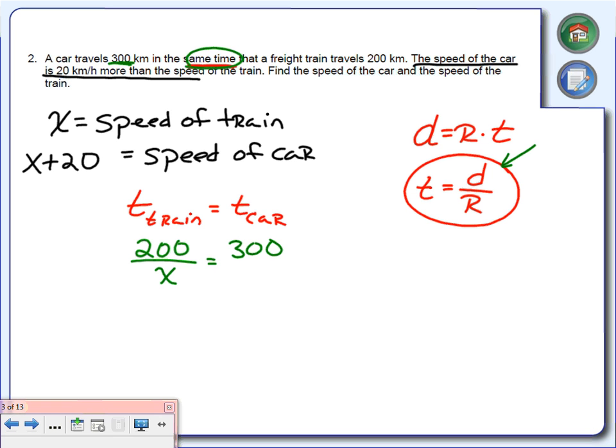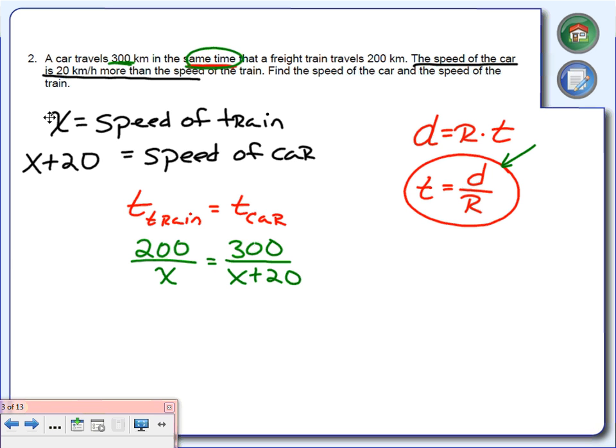There it is right there, 300. That's the distance. The rate, or the speed of the car. What are we using for the speed of the car? X plus 20. All right, so here's the equation that I'm working with. What I need to do is solve for x. When I solve for x, that should give me the speed of the train.